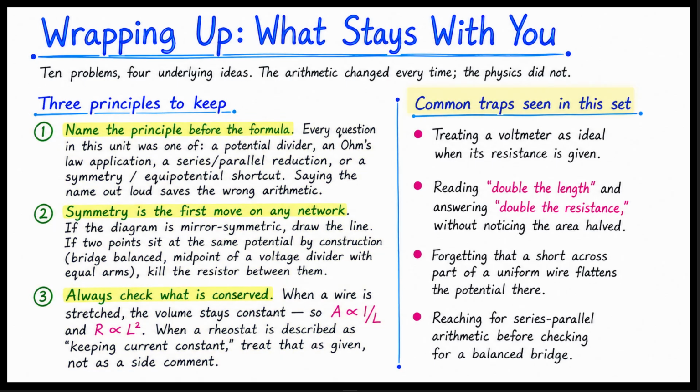Now the common traps we have seen in this set. Treating a voltmeter as ideal when its resistance is given. Reading double the length and answering double the resistance without noticing the area halved. Forgetting that a short across part of a uniform wire flattens the potential there, and reaching for series parallel arithmetic before checking for a balanced bridge. Every one of these traps cost someone a mark in the past. Don't let them cost you ones.